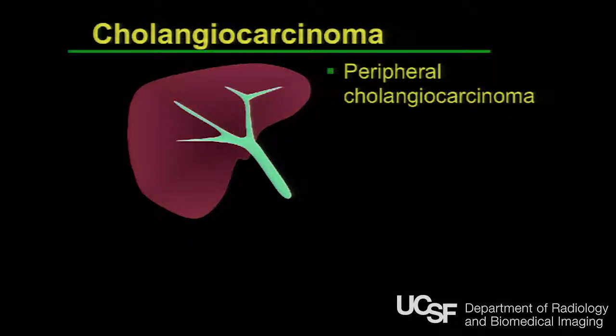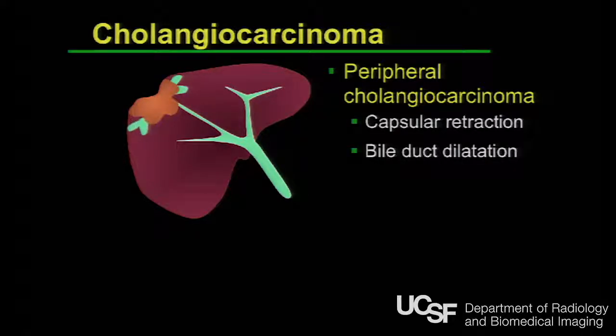Sometimes cholangiocarcinomas can occur in the liver. They look like a mass, but there's very distinct features of cholangiocarcinomas. They will often cause retraction of the liver capsule. So retraction of the liver capsule is because of the scirrhous nature, the fibrotic nature of this cancer. It's a very tough, hard tumor. Also, there tends to be dilatation of the bile ducts. So if we see bile duct dilatation, we think about cholangiocarcinoma.